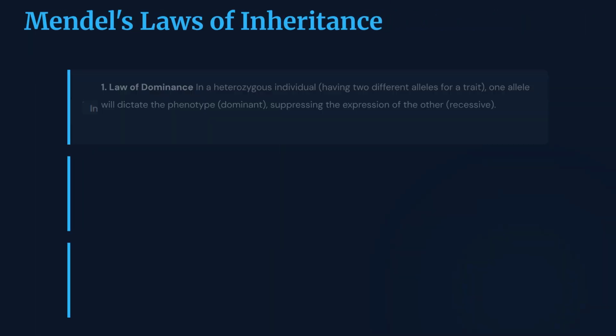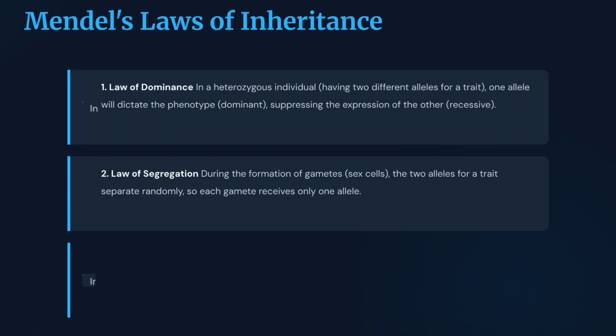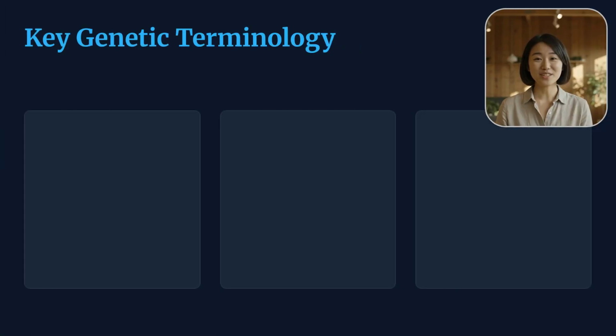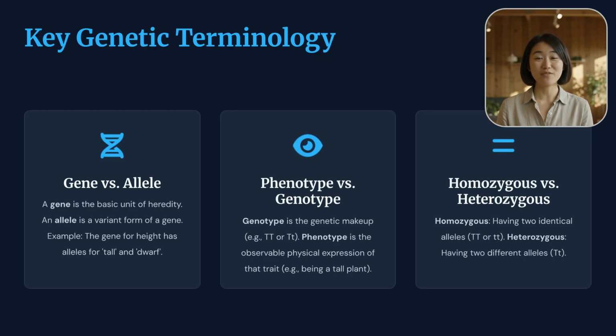Mendel's work led to three core laws: the law of dominance, the law of segregation, and the law of independent assortment, which describe how alleles separate and combine during reproduction. It is essential to grasp key terminology. A gene is the unit of heredity, while an allele is a variant. We also distinguish between genotype, your genetic makeup, and phenotype, your observable physical traits.